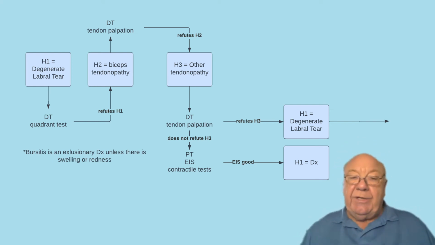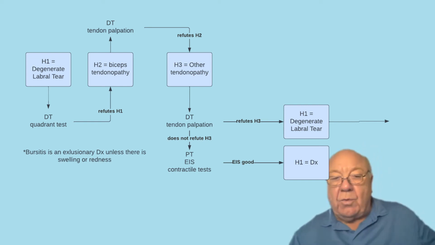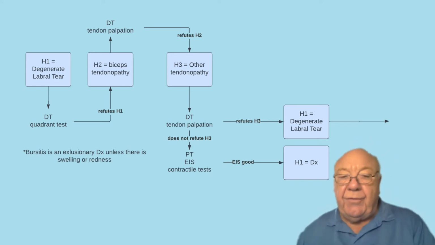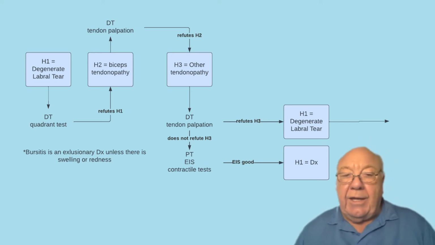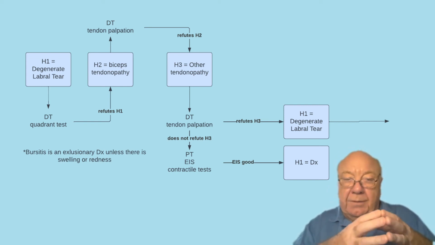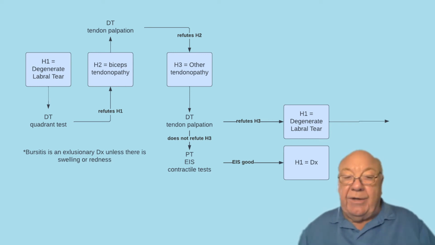We attack it with disproving tests first. So in this case, quadrant tests. If the quadrant tests turn out to be negative, then it basically refutes H1. If the quadrant tests are positive, then you attack the hypothesis with the EIS, and now you try to prove it. But in this case, we're saying that the disproving tests refute H1.